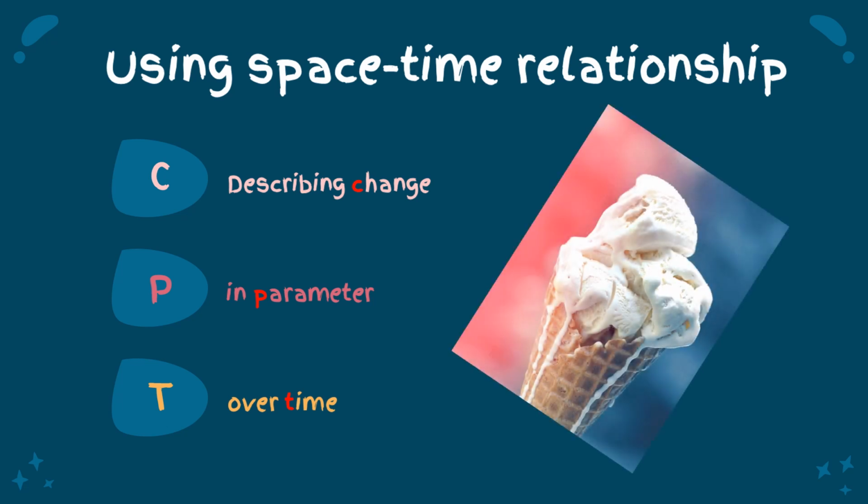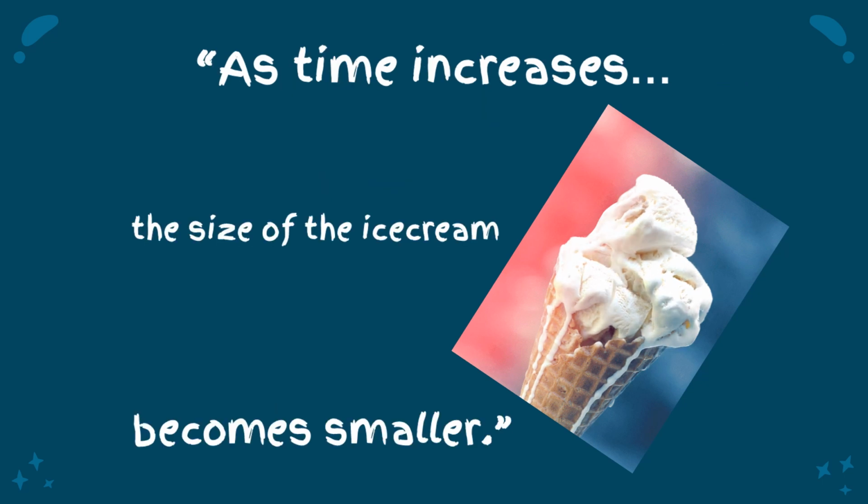Okay, I'm going to give a very simple example. Okay, let's look at this. It's a video of melting ice cream. Okay, so how can we say about this using space-time relationship based on what we are observing here? Okay, this is an example. Okay, as time increases, the size of the ice cream becomes smaller.